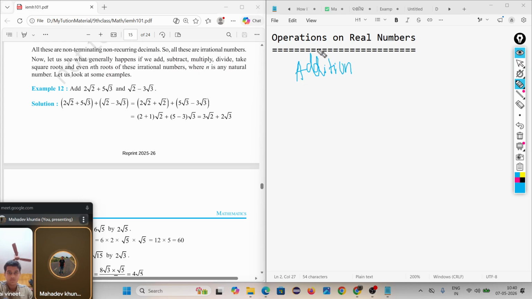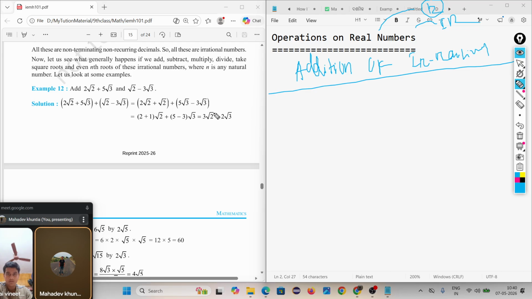Addition of irrational numbers, because we are learning operations on real numbers. Under the real number category, two kinds of numbers are coming, rational and irrational. From the beginning of your study career, you know how to add, subtract, multiply, divide rational numbers. Now focus on irrational numbers.